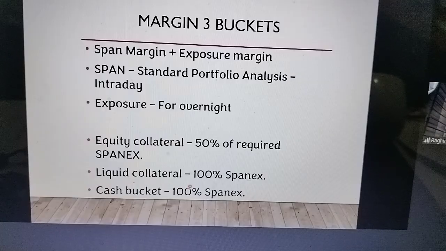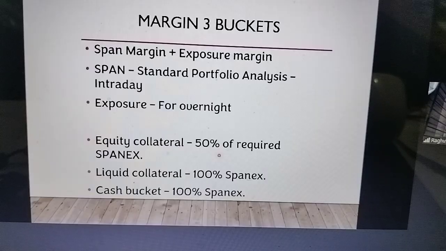In case of liquid collaterals, like liquid BeES that we have purchased in our holdings, we pledge them and then we get a margin. If that is 1 lakh, then even that 100% can be utilized to provide for the Span plus Exposure margin. But imagine you have bought Reliance shares and pledged them and got maybe 5 lakhs of margin, and now you need to give 1 lakh margin to the broker. In that case, you can only use 50% of the required margin.